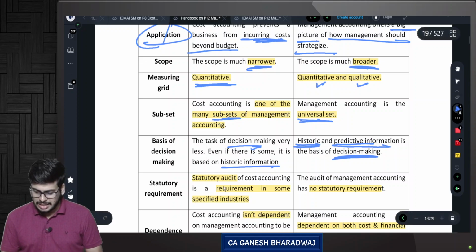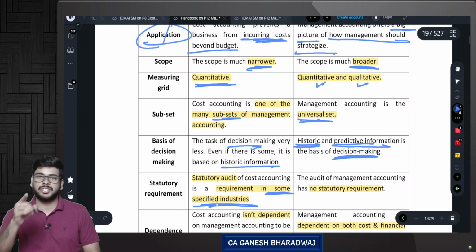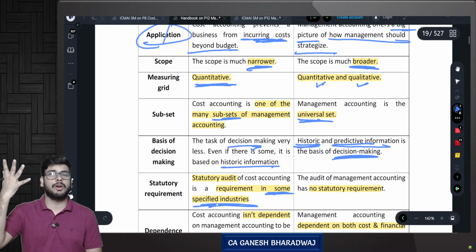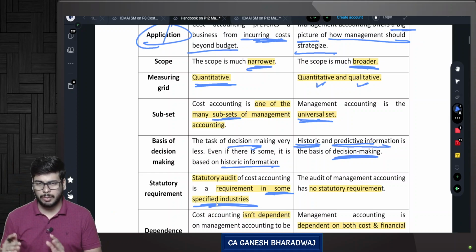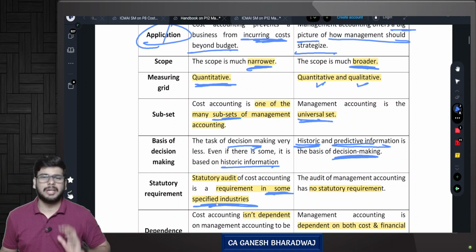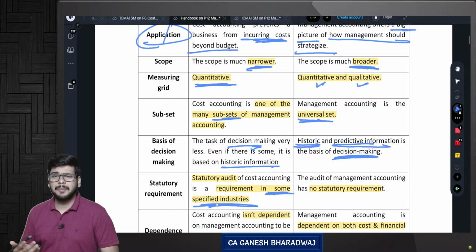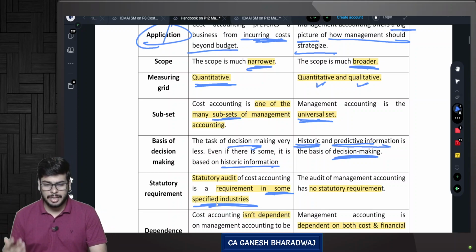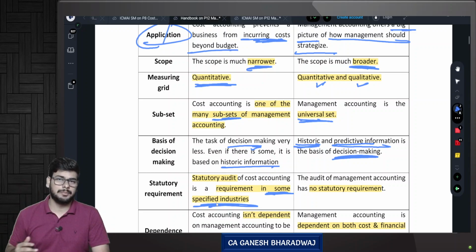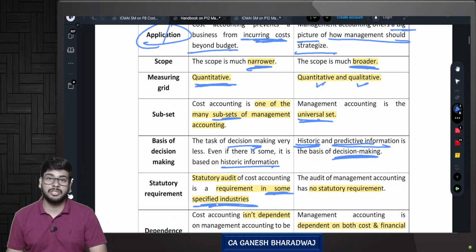Statutory requirement. Statutory audit of cost accounting is a requirement in some specified industries. I told you, Section 148 of the Companies Act. That section is not required for our subject purpose, but you can know it for the purpose of understanding. So, broader understanding, yes.